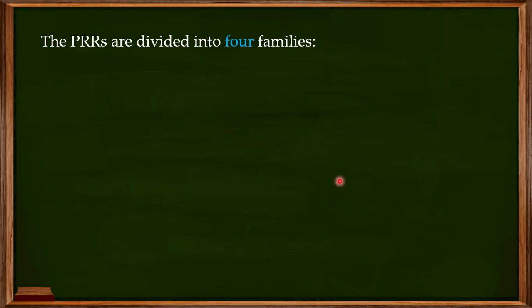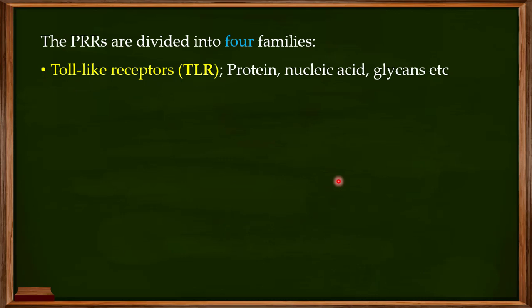If you talk about these PRRs, I gave you main examples of the PAMPs. So if you talk about the examples of the PRRs, we usually divide them into four families. The first one is known as the toll-like receptors, or TLRs for short. These toll-like receptors are very important in the recognition of the proteins, the nucleic acid, and the glycans of the pathogens. That means that these TLRs are important in recognizing these PAMPs that are found on the pathogens.